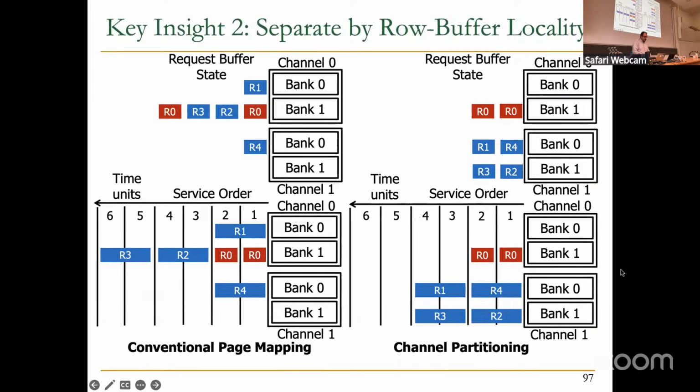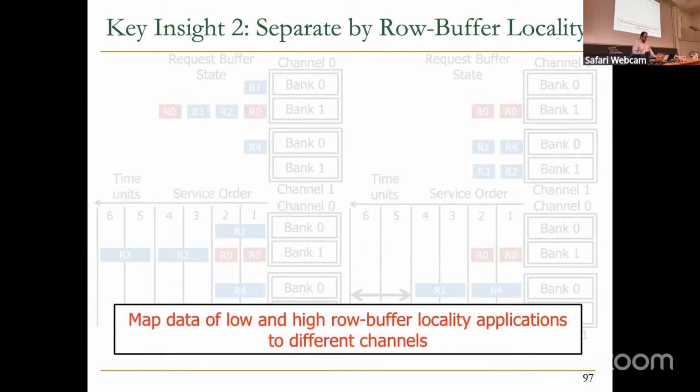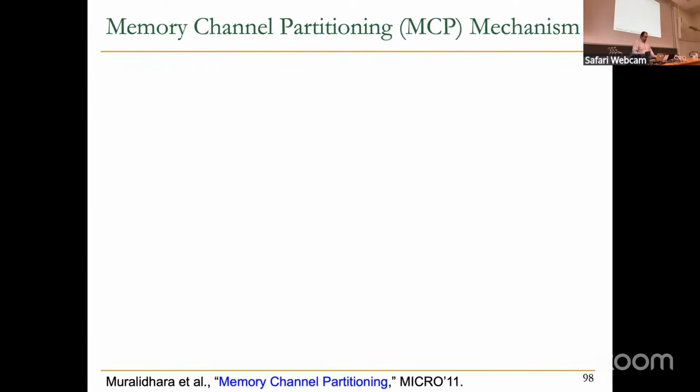Yeah, and another application with relatively low row buffer hit rate, or let's say quite random memory accesses, goes to another channel. Okay, so here is a mechanism. So essentially, we profile applications.